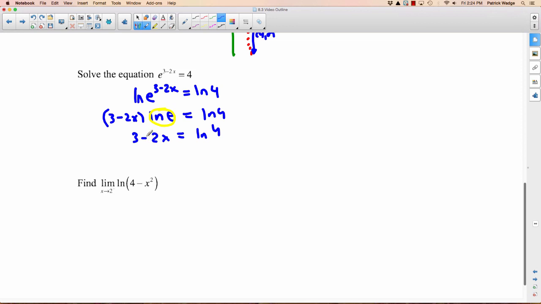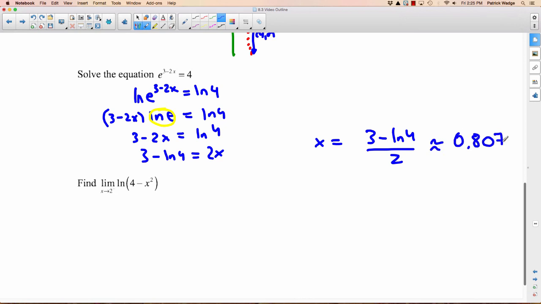How about I'll move the negative 2x over and move the natural logarithm of 4 over. So I get 3 minus the natural logarithm of 4 equals 2x. Divide by 2. X equals 3 minus the natural logarithm of 4, all divided by 2. If you put it in your calculator, which is not necessary at all, in fact I kind of discourage it, you'll get approximately 0.807.